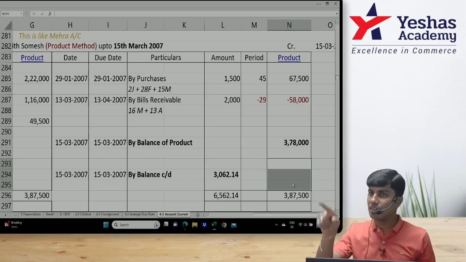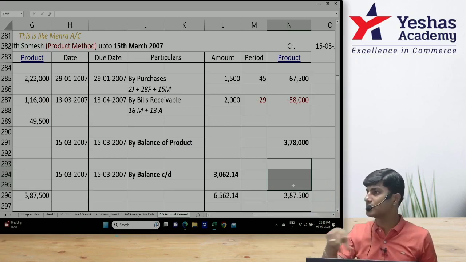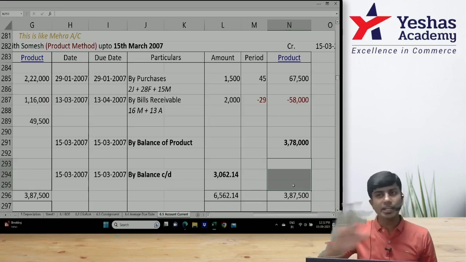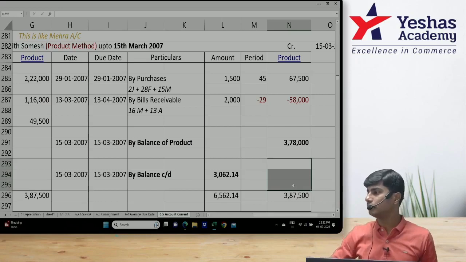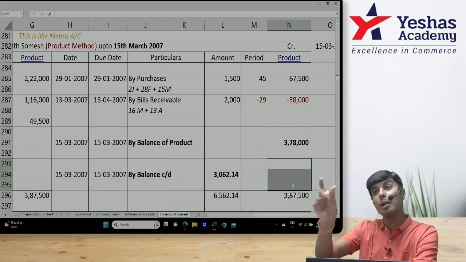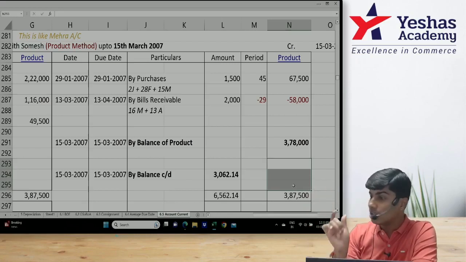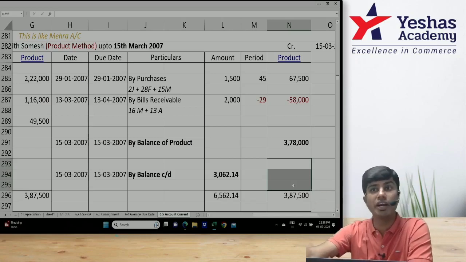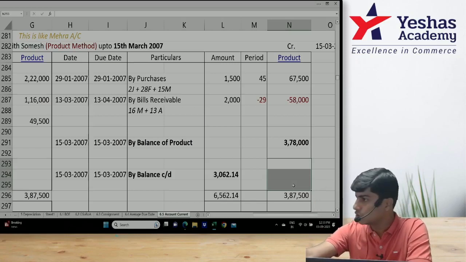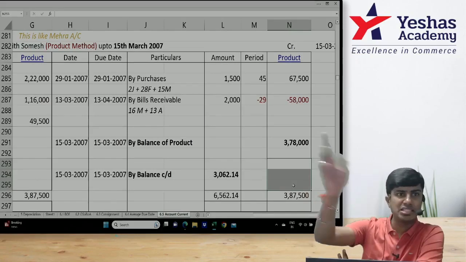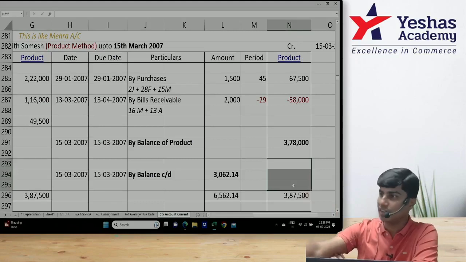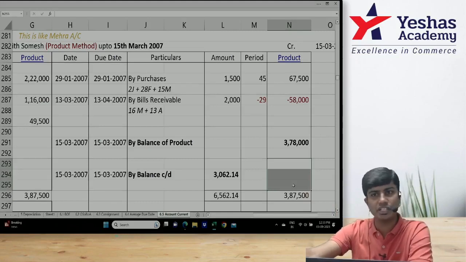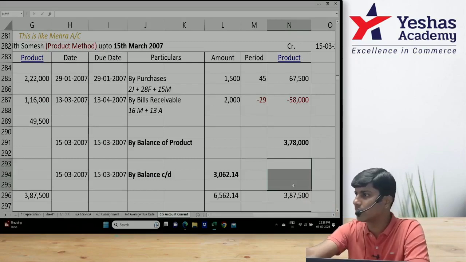Find the balancing figure in the amount column, but don't write it in the amount column. On that, for the full period of the account current, find the product or interest. After you find the product, find the balancing figure in that product column, identify interest, post it to the amount column, and then find the closing balance. This is the second point.